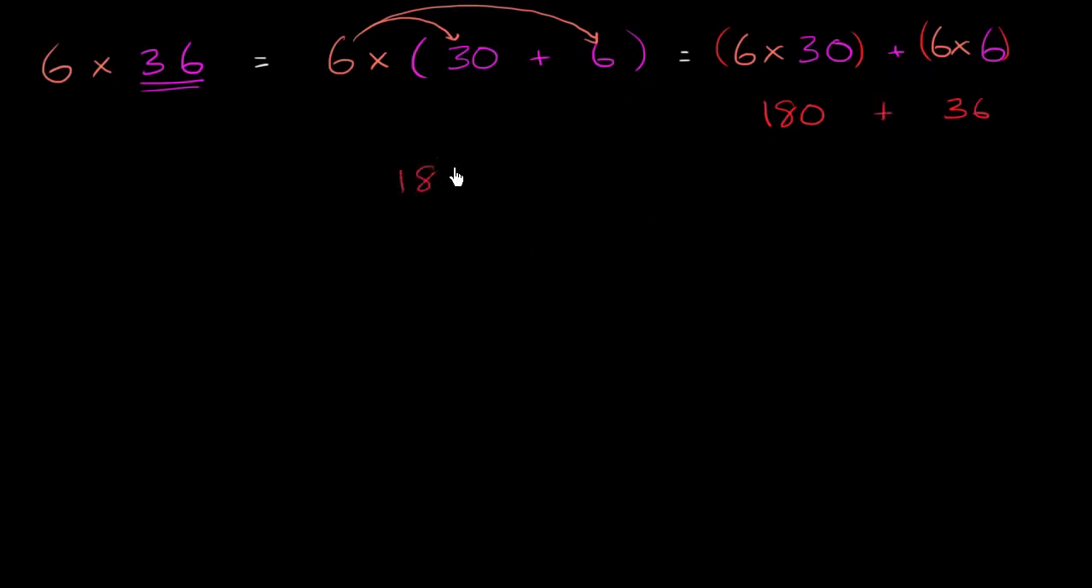And what's that going to be? 180 plus 36. Well, 0 plus 6 is 6. 8 plus 3 is 11. 1 plus 1 is 2. So you just figured out that 6 times 36 is equal to 216.